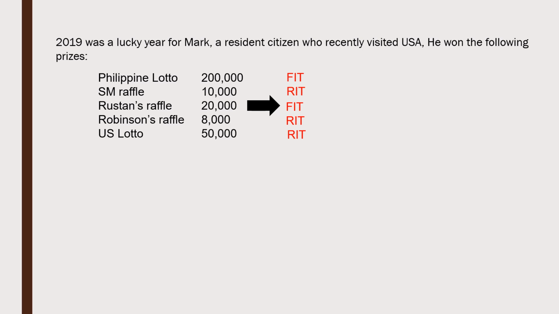So one question you might have here is why are the SM raffle and Robinson's raffle being subjected to the 10,000 threshold? Based on my experience in review and answering different exercises relating to passive income, we usually do not subject the winnings to the 10,000 threshold only when the line item is other winnings. So in this example, there's no line item of other winnings, but rather they are enumerated as they are.